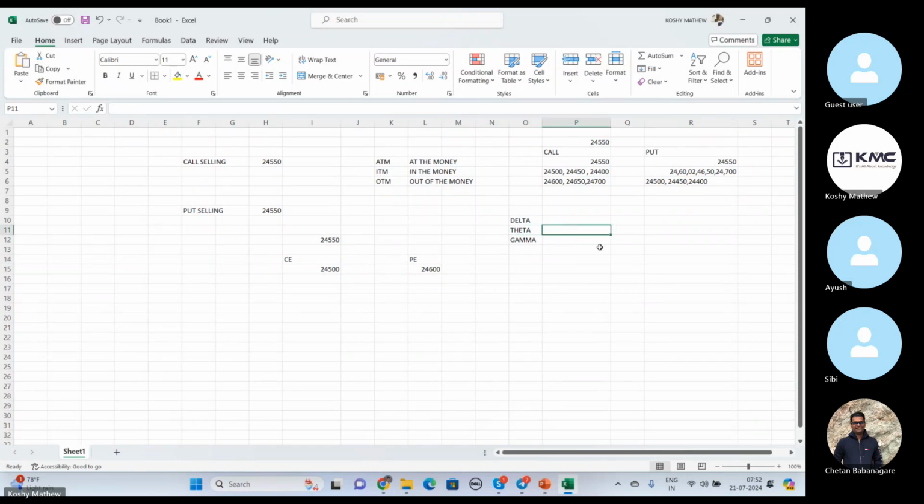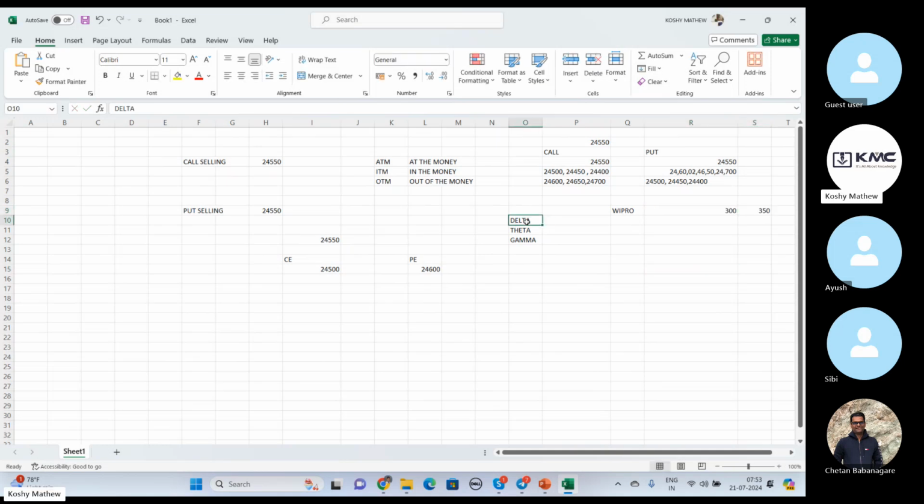Theta calculates how much of the premium should be eroded or added to your premium. Delta is a percentage gain when your underlying asset increases. For example, you bought a stock, for example, Wipro, for 300. It went up to 350 stock price.